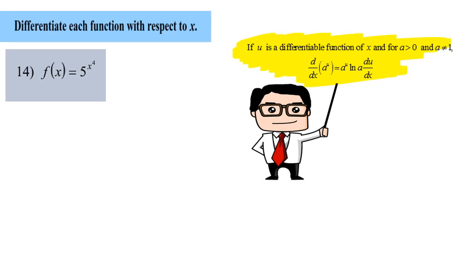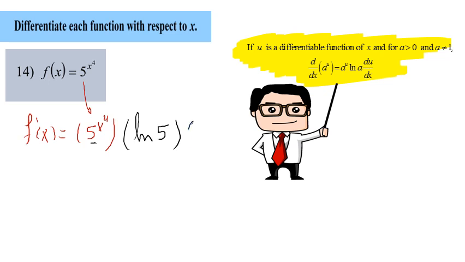Differentiate each of the following with respect to x. f of x is equal to 5 to the power of x to the power of 4, and here is the rule: the derivative is equal to a to the power of u multiplied by the ln of the base multiplied by the derivative of the power. So f dash of x is equal to, I put down the function 5 to the power of x to the power of 4, multiplied by ln of the base 5, multiplied by the derivative of the power, which is 4x to the power of 3. Notice that you cannot multiply this 4 by 5.